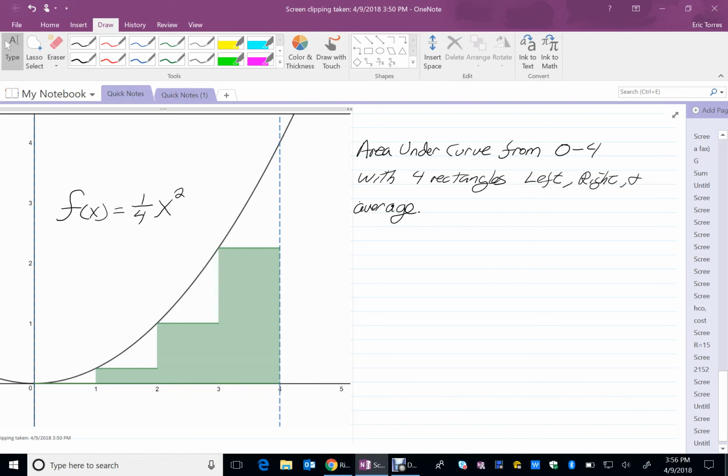Okay, I'm going to calculate the area under this curve using rectangle approximation. First, I'm going to connect all my rectangles on the left with 4 rectangles and calculate the area of those 4 rectangles. And then I'm going to connect them on the right, and then I'm going to take the average of my 2. So right now, if you look at the graph, I have 4 rectangles, and each one of those rectangles is connected on the right-hand side.